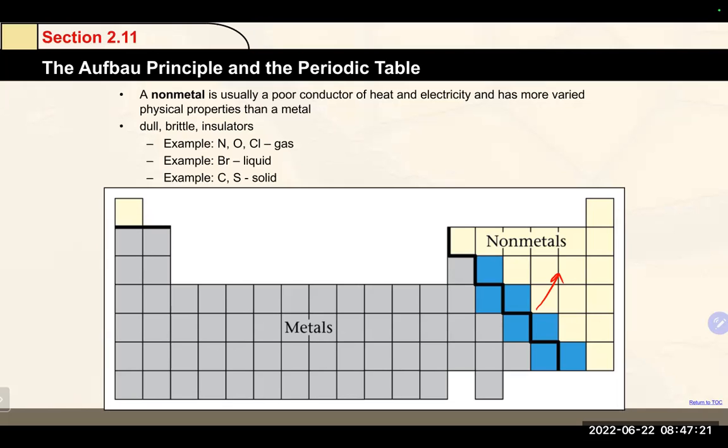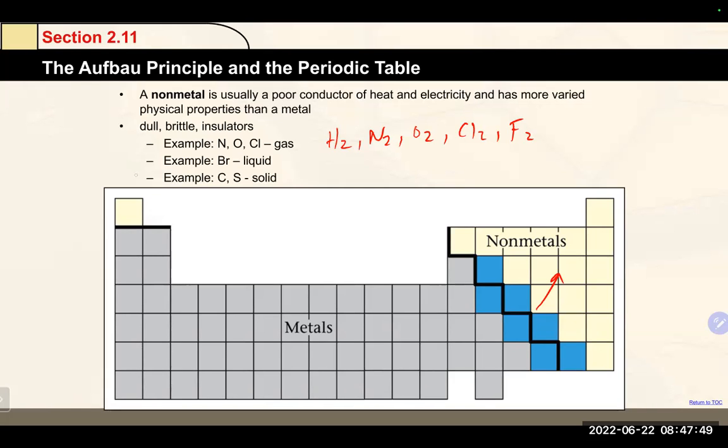So a lot of those nonmetals like hydrogen, nitrogen, oxygen, chlorine, fluorine, these guys are gases. They're also those diatomic molecules, how they naturally come by themselves. Something like bromine is a liquid with a little bit of vapor over it. And things like carbon and sulfur are solid. So a lot more variety in terms of the states, in terms of how they come.